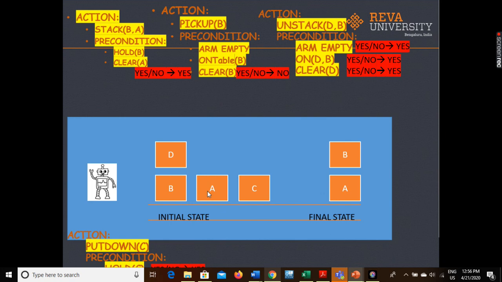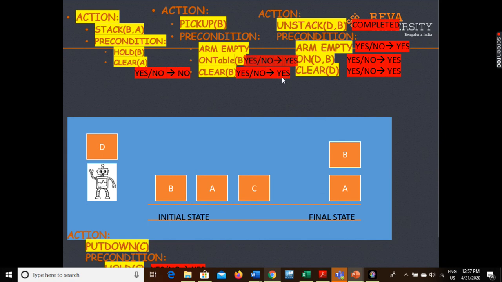Come back to this condition. Is the arm empty after I put down this particular C by performing this action? Yes, the arm is empty. So I can perform the action of unstacking because all three preconditions are satisfied now. Now unstack D from B. So D will go to the robot's arm and B will get clear. Now this was required in order to perform the action pick up B. Once I complete the unstack operation, I can say that B is now clear.